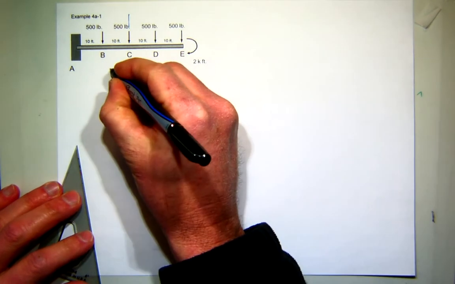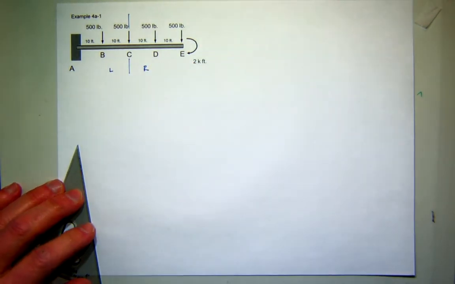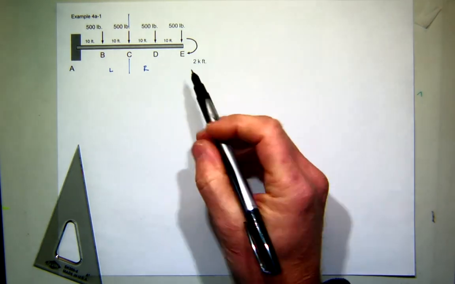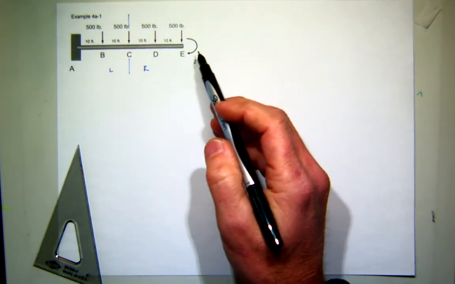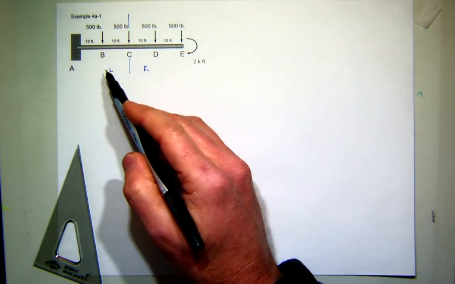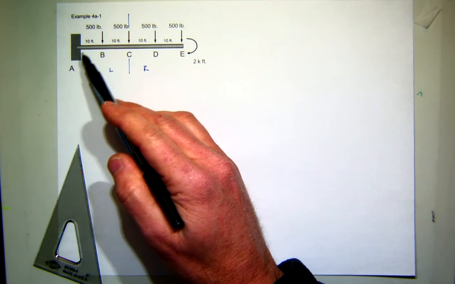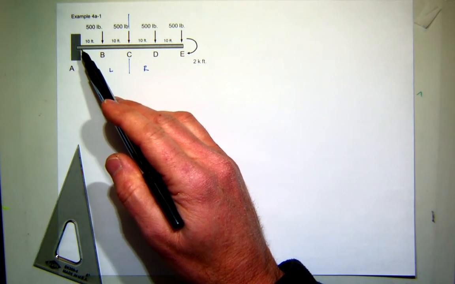Now, do you want to work the left side or the right side? What's the advantage of the right side? Well, I don't need to find any reactions. So I think I'll do that, save myself some time. If you decided to use the left side, you would have to find these support reactions first. Everybody good with that?